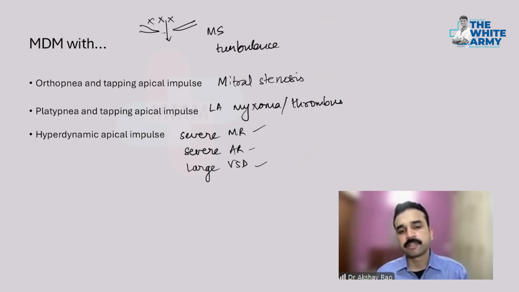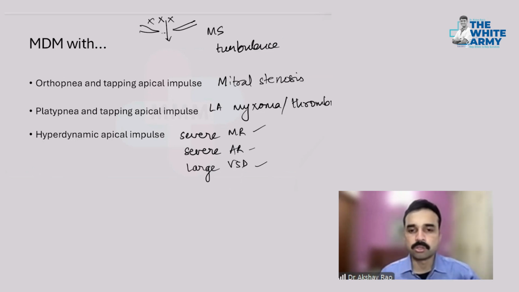Likewise, if there's a large VSD, left to right shunt, from the right ventricle, the blood will flow through the pulmonary artery, capillaries, pulmonary veins back into the left atrium. And again, large amount of blood trying to flow from the left atrium into the left ventricle through the mitral valve. The mitral valve area is normal, but the amount of blood trying to flow through it is more. So that will produce a turbulence. Again, VSD will produce a hyperdynamic apical impulse. Mitral regurgitation will produce a hyperdynamic apical impulse. Aortic regurgitation we already discussed.